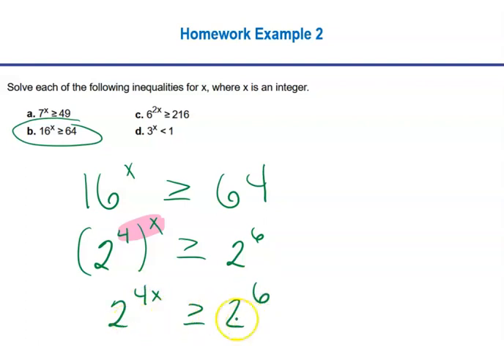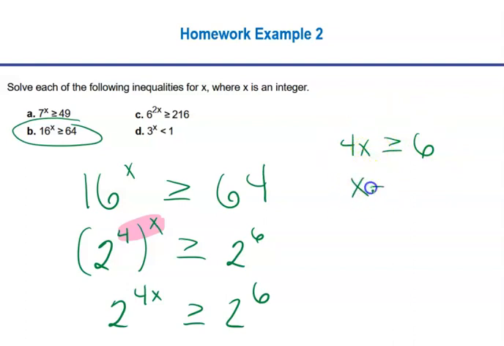Now again, since this base is bigger than 1, the bigger the exponent, the bigger the entire number. So we know that 4x has got to be bigger than or equal to 6. Now if I just solve this, I'm going to get a fraction as an answer.